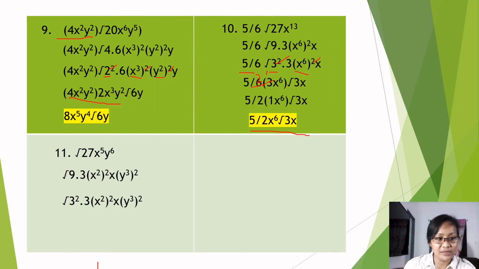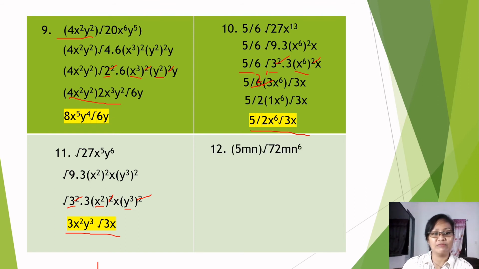Then extract the root, cancel, cancel, and cancel. So we have now 3x squared y cubed, and of course the remainder or not perfect root, square root of 3x. Therefore, our final answer is 3x squared y cubed square root of 3x.